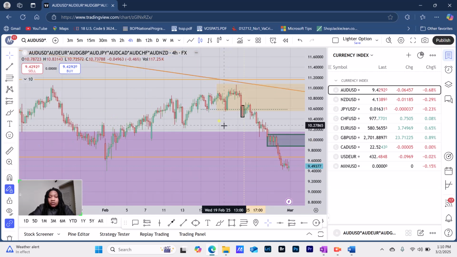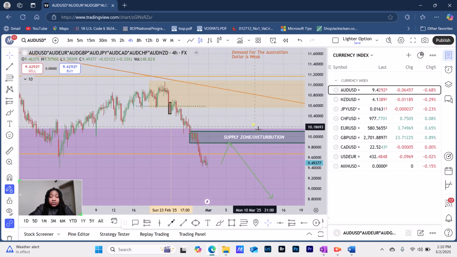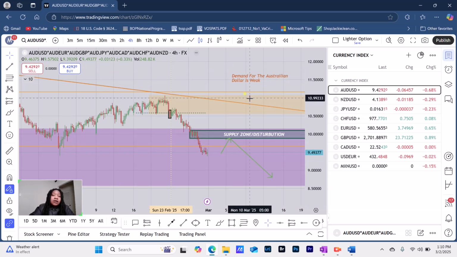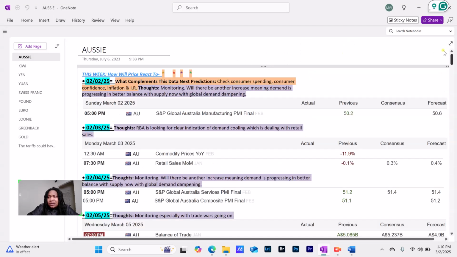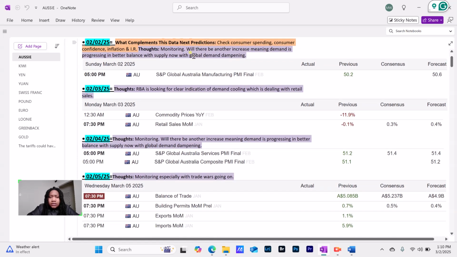And so, going back to the Australian dollar, I'm going to be patiently waiting. So that's the breakdown of the Australian economy. I'm hoping I didn't miss anything. Let me see. Coming back up to here. This is everything that's coming out for the week. This is important. I will be monitoring.